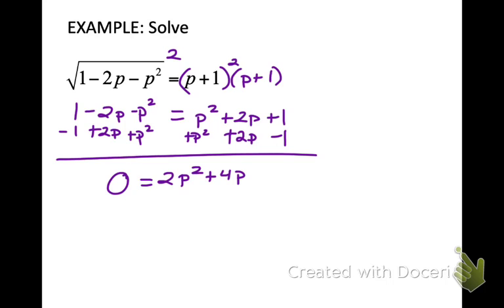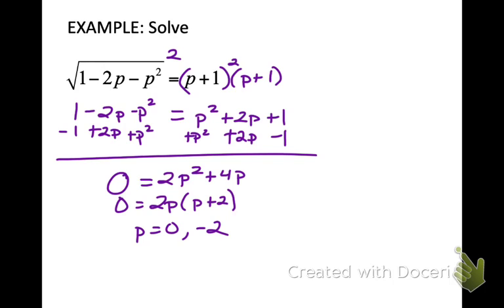Factor it. So now I only have 2 terms. So what's the GCF? 2p. So if I take out a 2p... What are my zeros? 0 and -2. Good? So now I've got to check them.